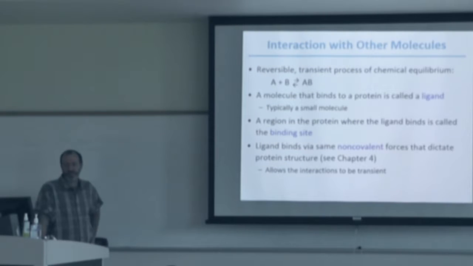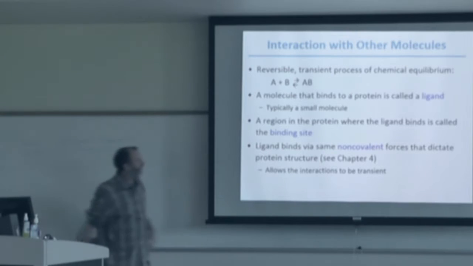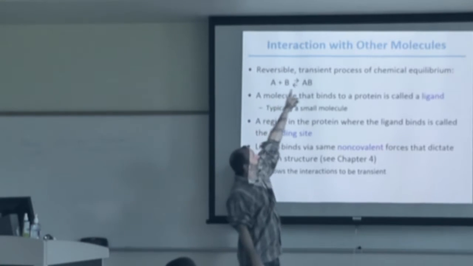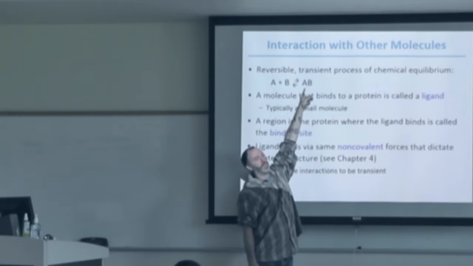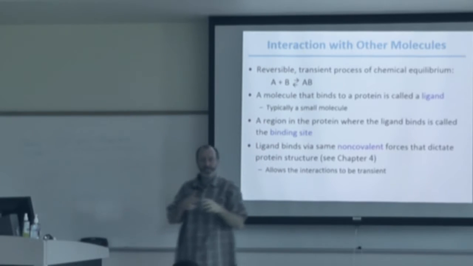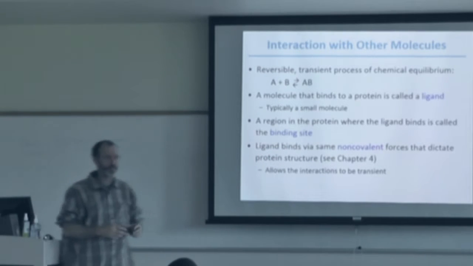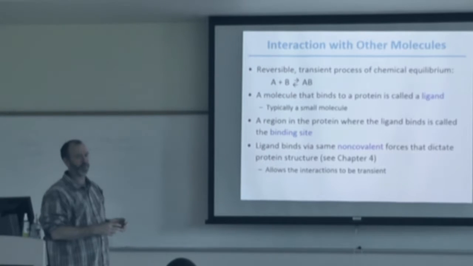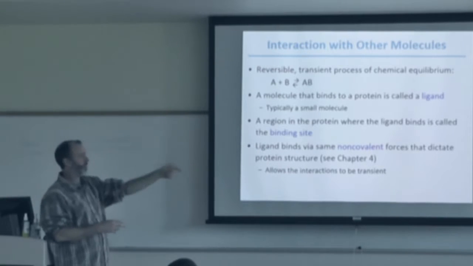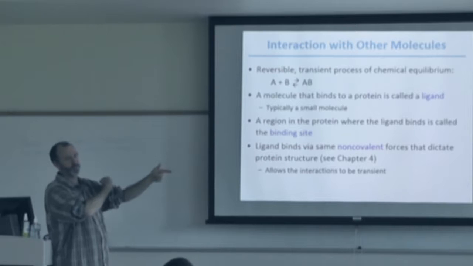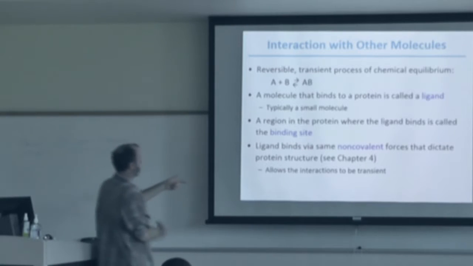So, reversible and transient processes of chemical equilibrium. We've all seen this before, right? You have A plus B in an equilibrium process, and it forms the complex AB. You guys remember this from general chem? And we can write out rate equations for the rate that it forms a complex and the rate that it falls out of a complex, right?